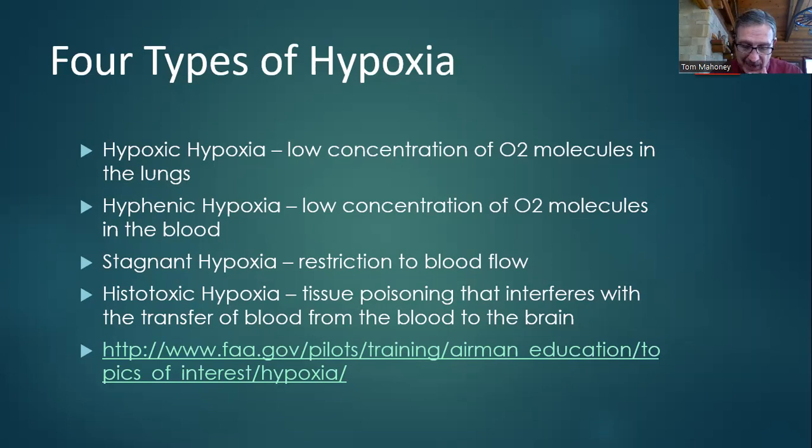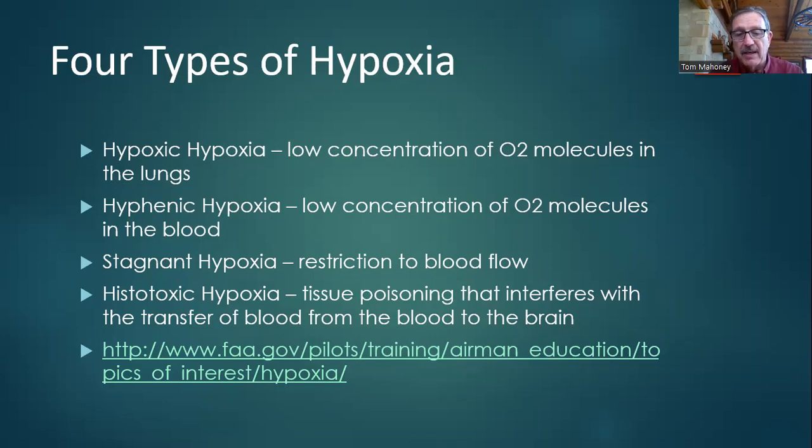Histotoxic hypoxia is basically a poisoning in the blood, in the tissues, that interferes with the transfer of oxygen from the blood to the brain. Alcohol can do this to you. Okay, so that's why we don't drink alcohol before we fly. Try to stay sober. The rule of 8 hours bottle to throttle.